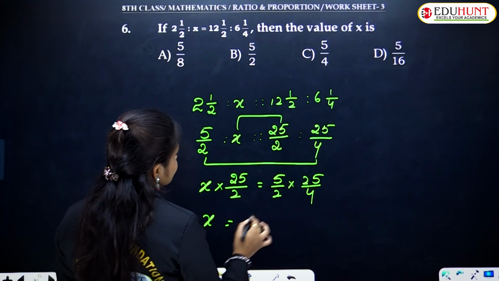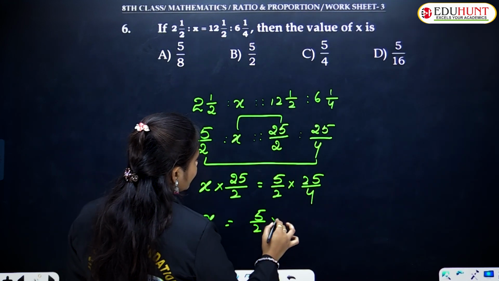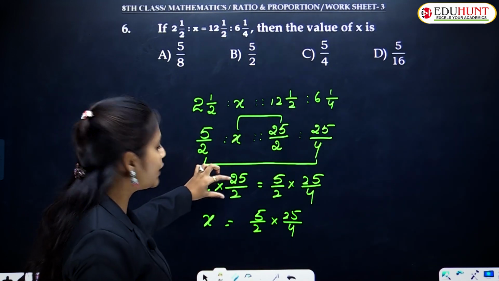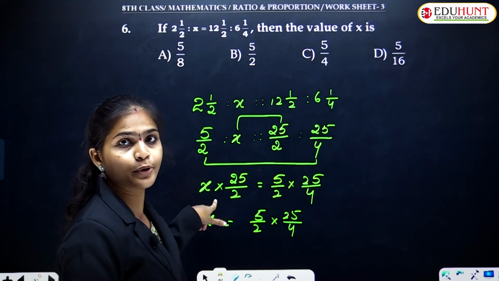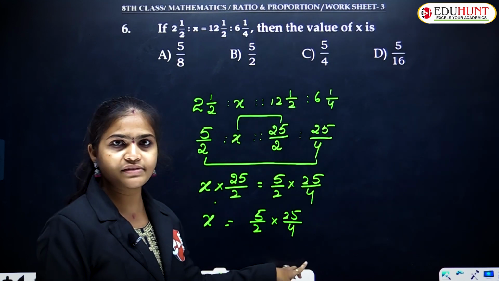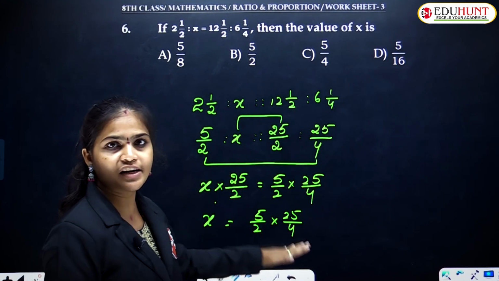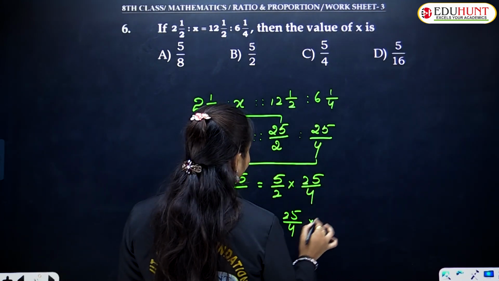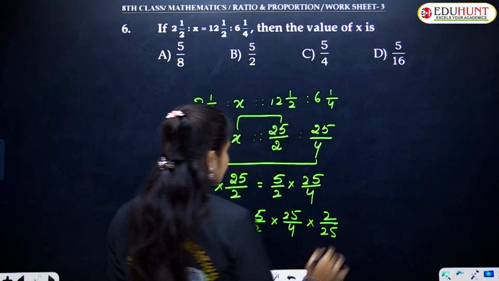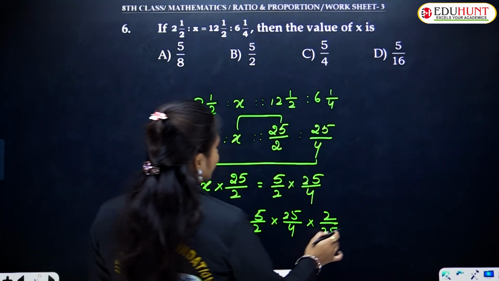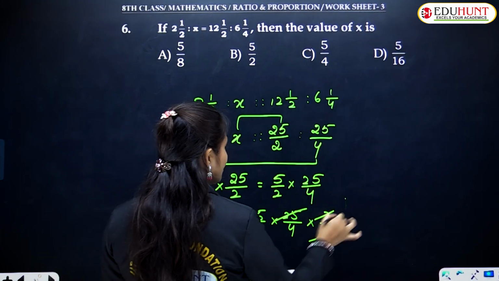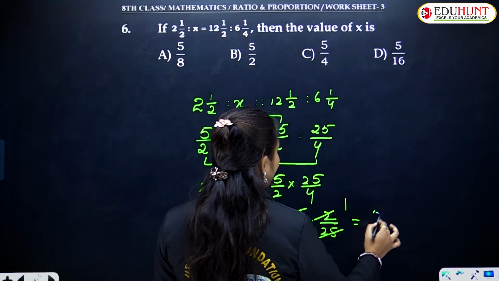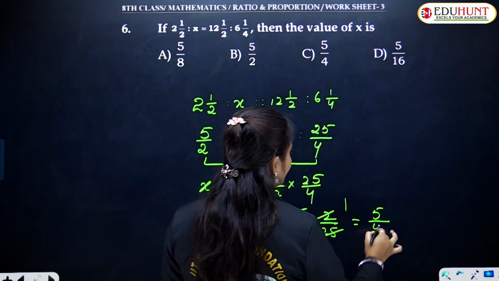From this, x is equal to 5 by 2 into 25 by 4, and see here children, 25 by 2 is a fraction and here it is a product. So the product becomes division, and in that division we have a fraction, so that fraction becomes its reciprocal, which is into 2 by 25, just a reciprocal. Now 25 and 25 get cancelled, 2 1's, and 2 2's are 4.